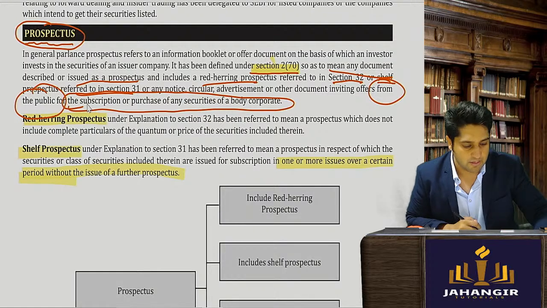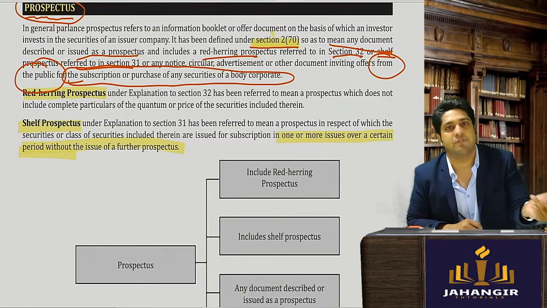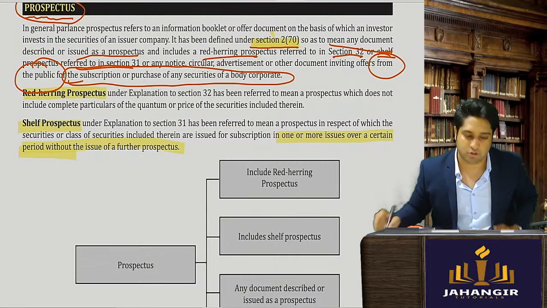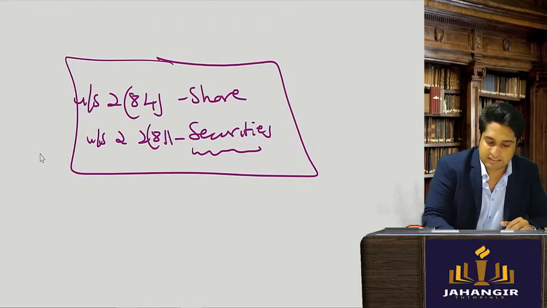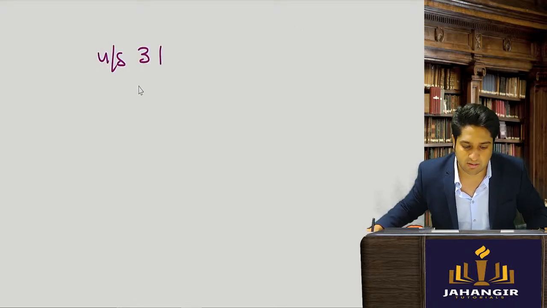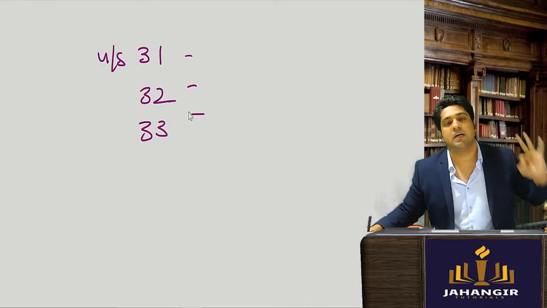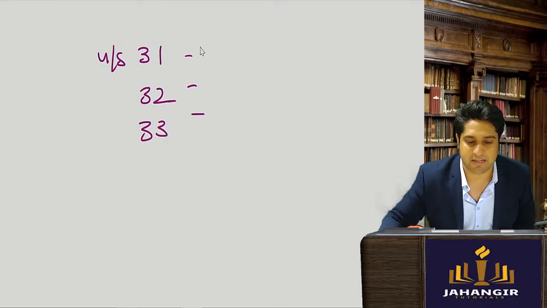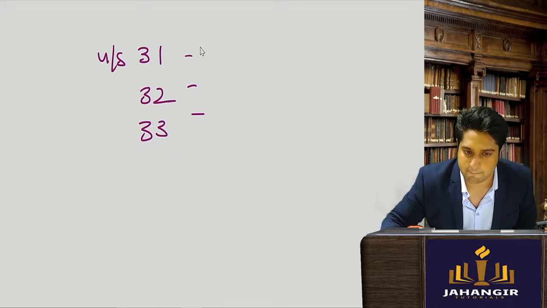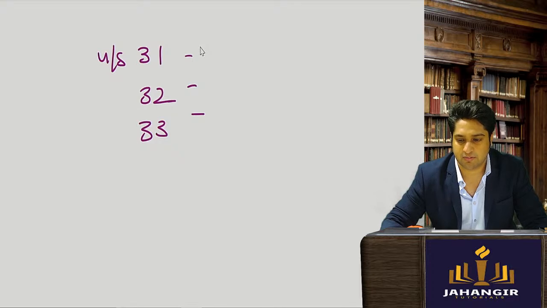Okay. Now they have used the terms red herring prospectus, shelf prospectus, and further they will use abridged prospectus also. So these three terms are very important and these have been asked in the past exam. So I want you all to know it properly as well. Section number 31, 32 and 33. Three sections you should know. Can anyone tell me in the chat box what is section number 31?